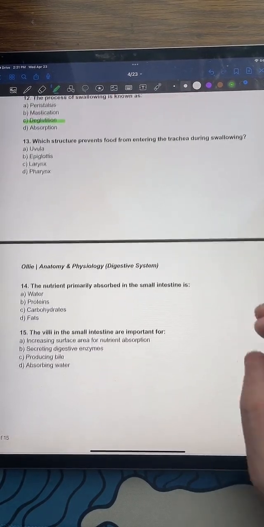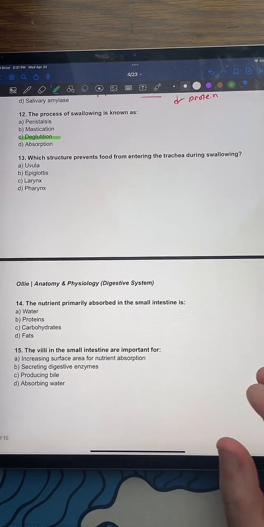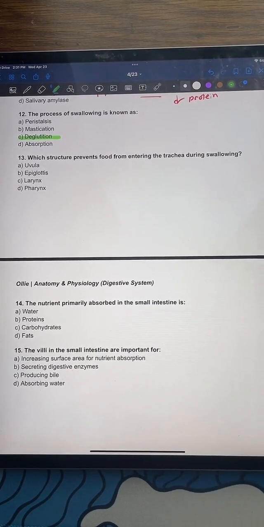Number 13. What structure prevents food from entering the trachea during swallowing?